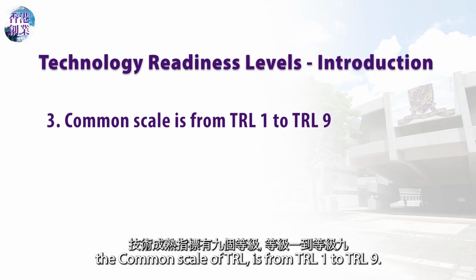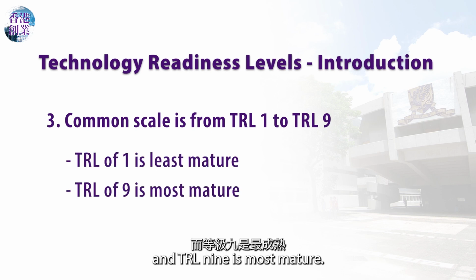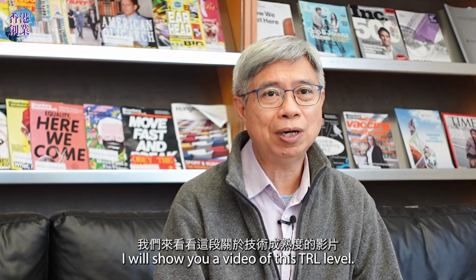Third point, the common scale of TRL is from TRL 1 to TRL 9. And of course, TRL 1 is least mature and TRL 9 is most mature. Next, I will show you a video of this TRL level.